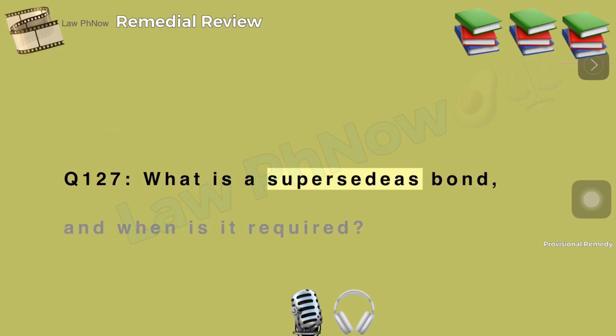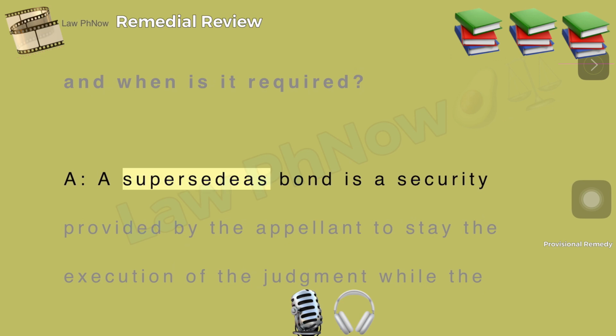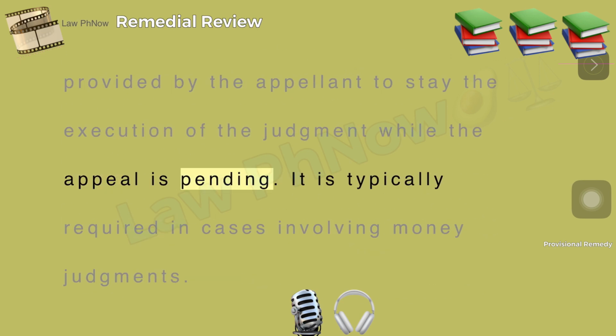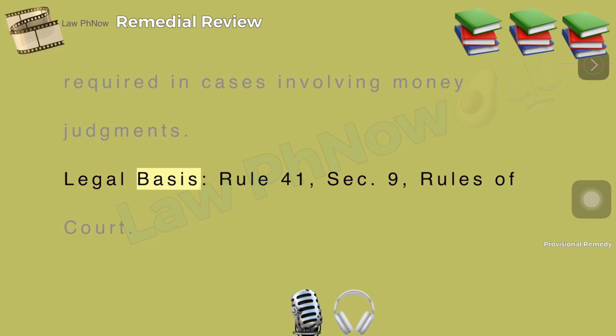Q127. What is a supersedeas bond, and when is it required? A. A supersedeas bond is a security provided by the appellant to stay the execution of the judgment while the appeal is pending. It is typically required in cases involving money judgments. Legal basis, Rule 41, Section 9, Rules of Court.